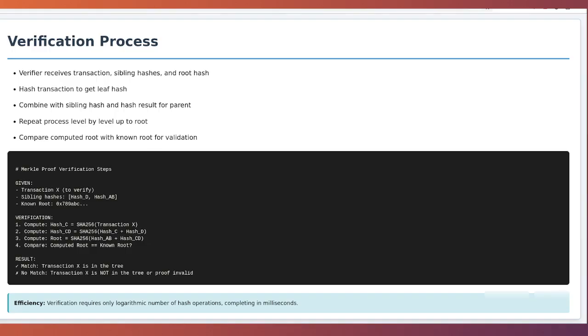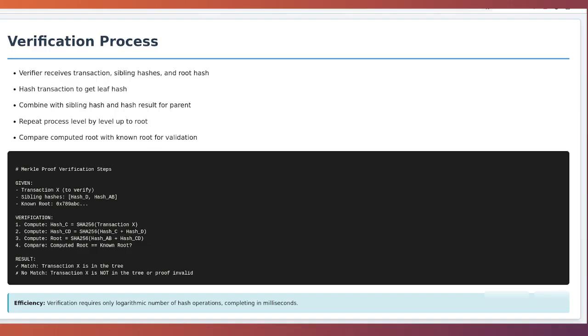He continues until he reaches the top of the tree and computes a final root hash. Finally, Bob compares his computed root hash with the Merkle root from the block header. If they match exactly, the proof is valid, transaction X is definitely in the block. If they don't match, either the transaction isn't in the block or someone is trying to deceive Bob.